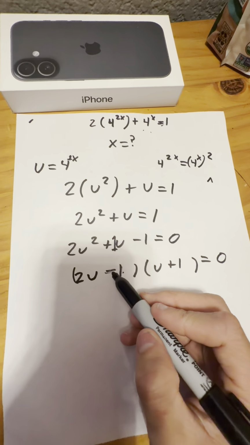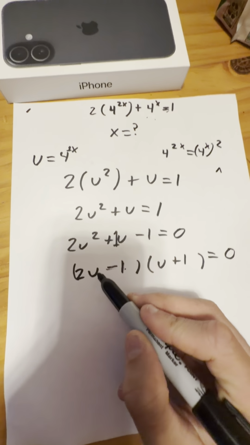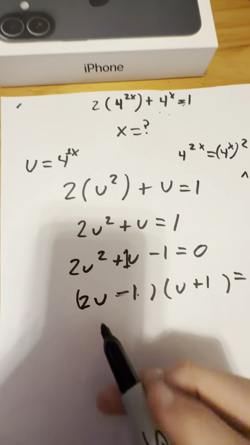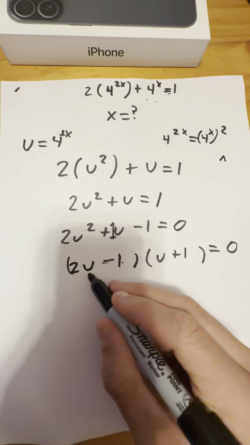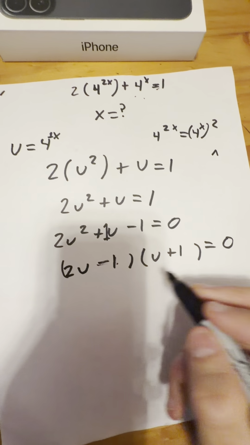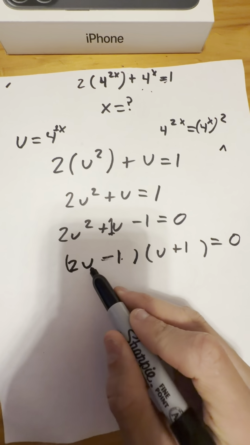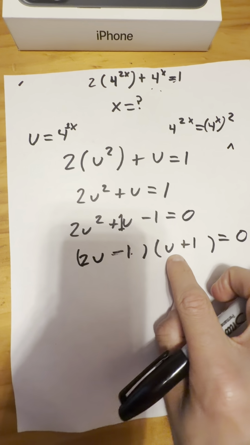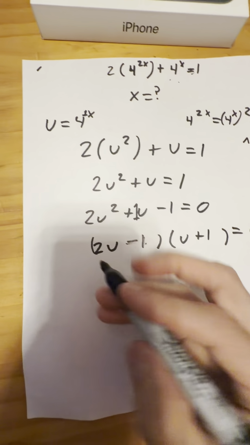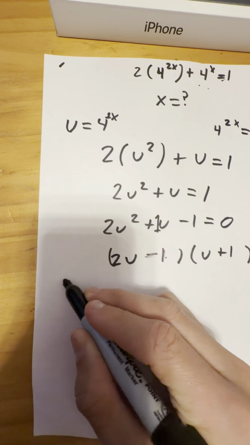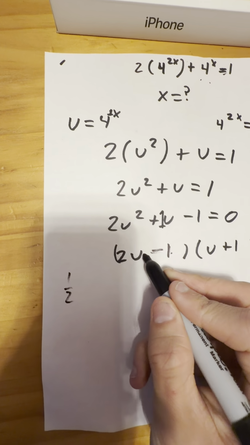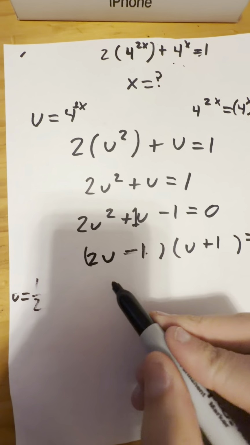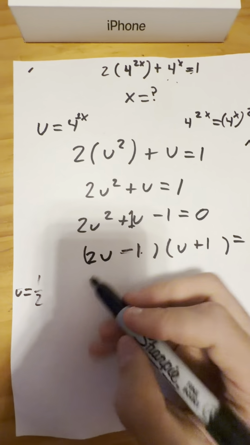But yeah, okay, we got this factored form, and we're looking for u. Well, we're looking for x, but first we need to find u. So what is u that makes this equation 0? Here u is 1/2, since it makes this factor 0, this multiplied by this, or 0 multiplied by this, is going to be 0. So u is 1/2, since 2 times 1/2 is 1, and then 1 minus 1 is 0. It's u equals 1/2. And right here, u equals -1.